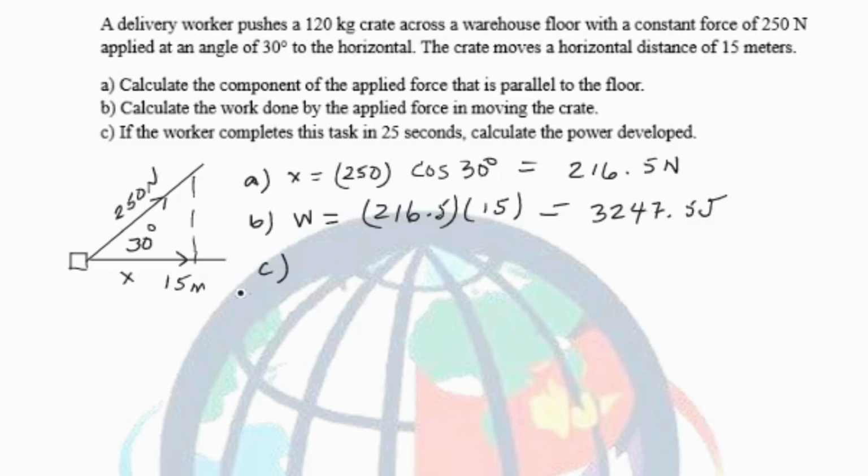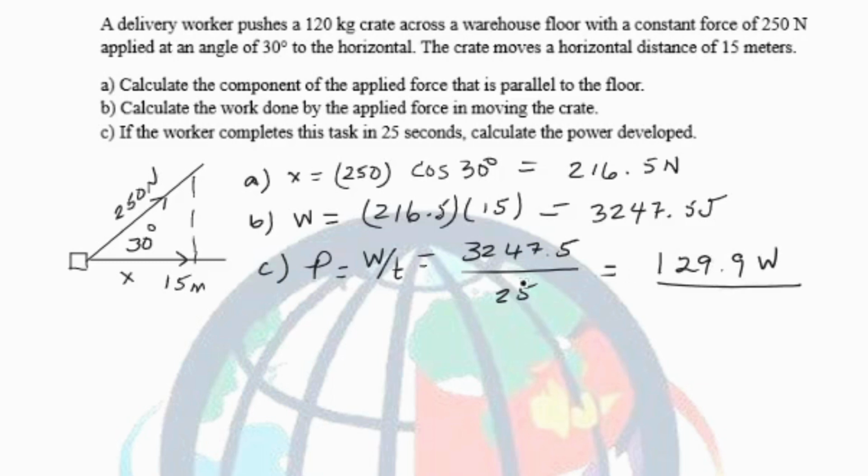And part C asks us to find the power given that this was done in a particular time. And of course, power in this case is equal to work done over time, which is equal to 3247.5 over the time, which is given as 25 seconds. And when you perform that calculation, you get 129.9 watts or 129.9 joules per second.